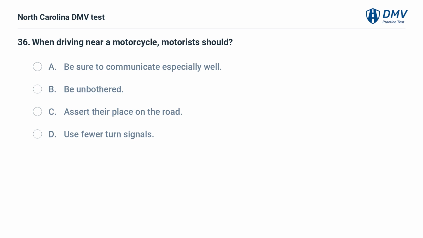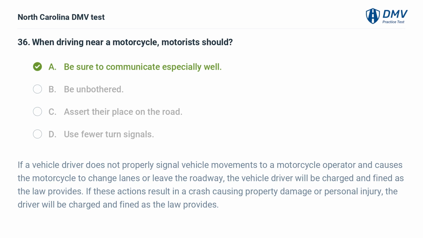When driving near a motorcycle, motorists should A. Be sure to communicate especially well. B. Be unbothered. C. Assert their place on the road. D. Use fewer turn signals. A. Be sure to communicate especially well. If a vehicle driver does not properly signal vehicle movements to a motorcycle operator and causes the motorcycle to change lanes or leave the roadway, the vehicle driver will be charged and fined as the law provides. If these actions result in a crash causing property damage or personal injury, the driver will be charged and fined as the law provides.